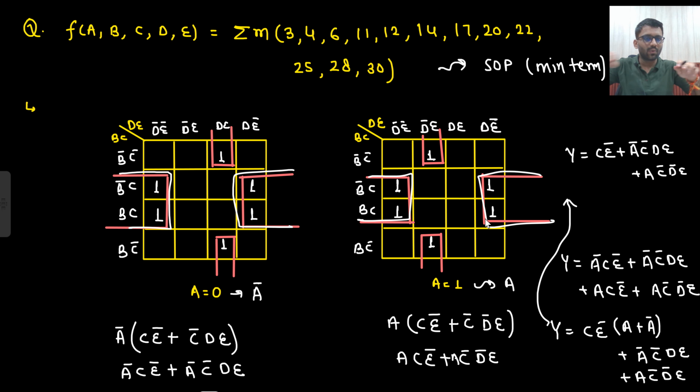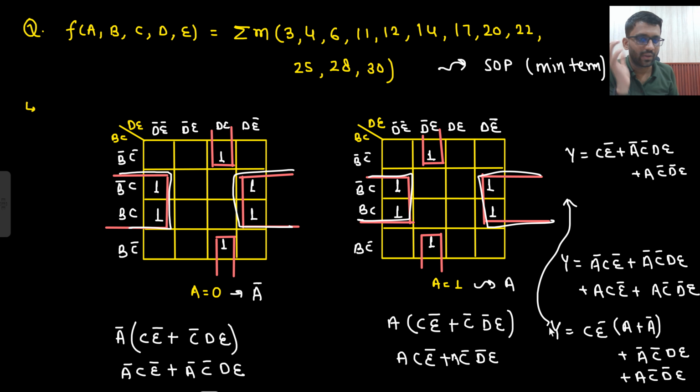So this is a complete octet where A is also changing. Here A is 0 and here A is 1. So here A is also changing, so A will not come in the final answer. So directly I could have written C E bar, since here C is constant and E bar is constant. So in that manner I could have done it.